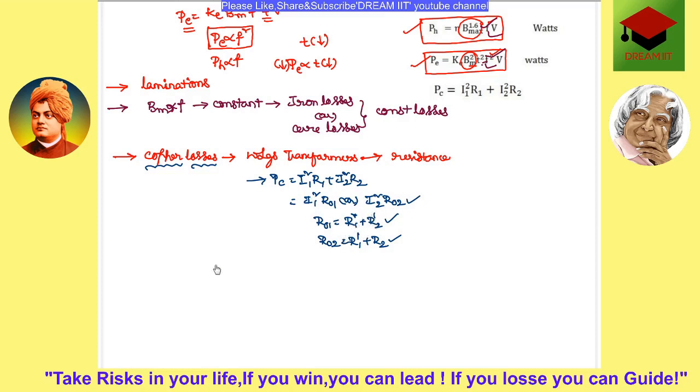Okay, so I can write the total losses in the transformer as iron losses plus copper losses. That is the major losses.